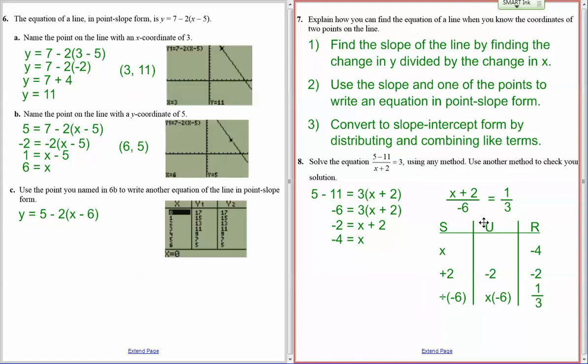The first thing I did, though, is I flipped the whole thing over. So instead of x plus 2 on the bottom, I put it on the top. Instead of -6 on the top, I put it on the bottom. And instead of 3, I made it 1/3.